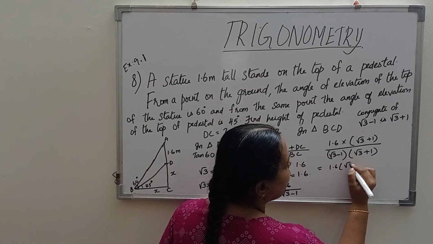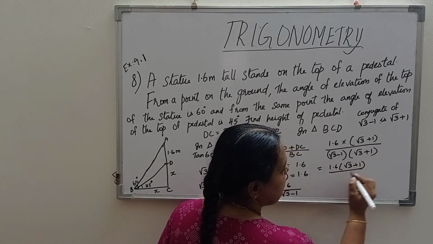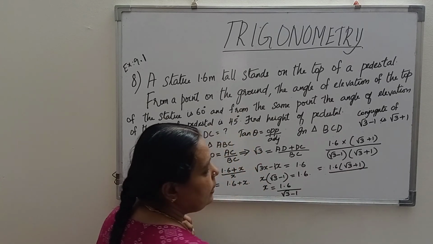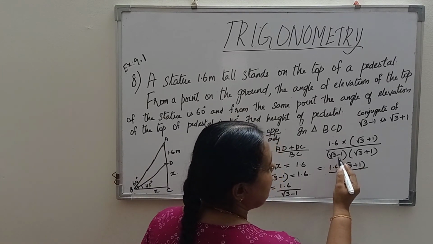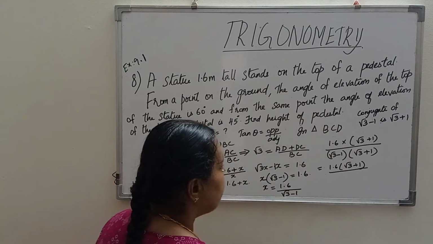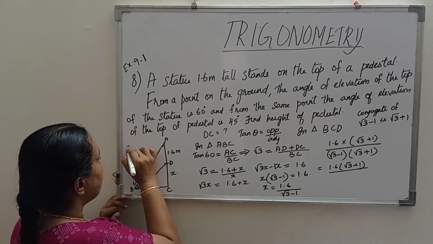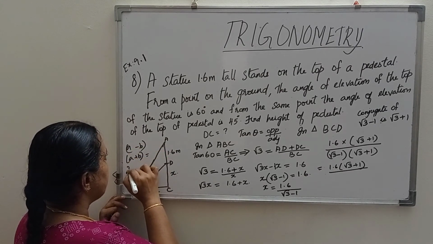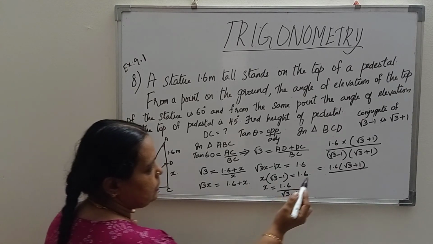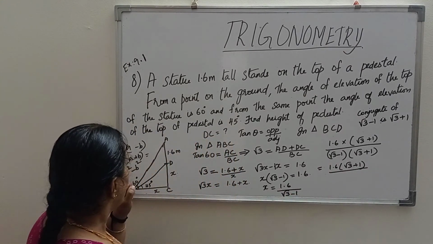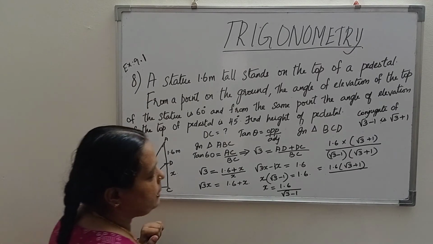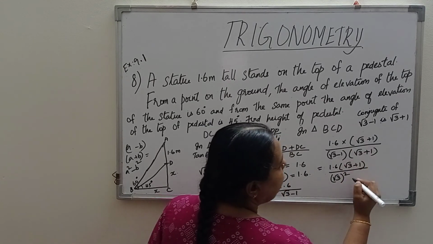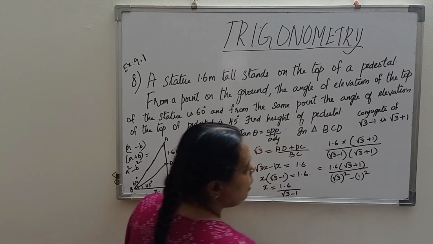Root 3 minus 1 into root 3 plus 1 is in the format of a minus b into a plus b. What is the formula for a minus b into a plus b? A minus b into a plus b is equal to a square minus b square. What is a? A is root 3 and b is 1. So root 3 the whole square minus 1 square.